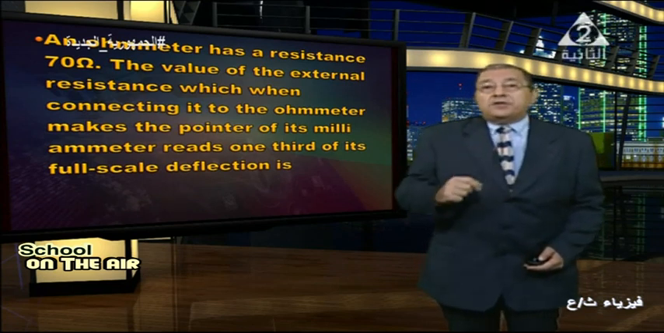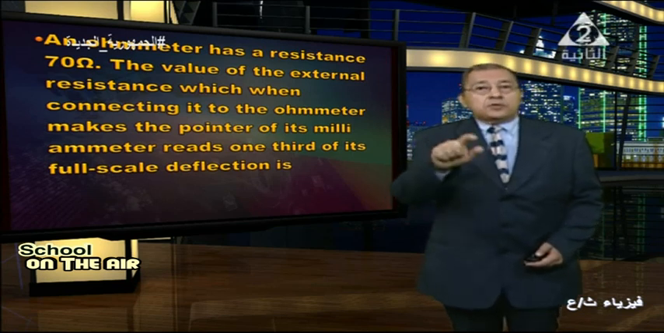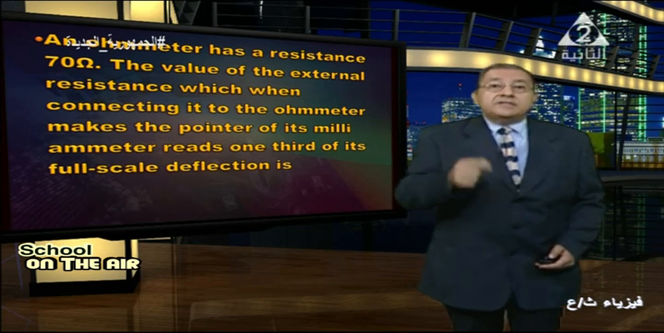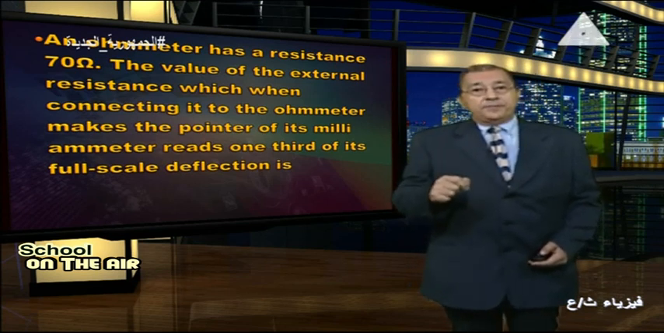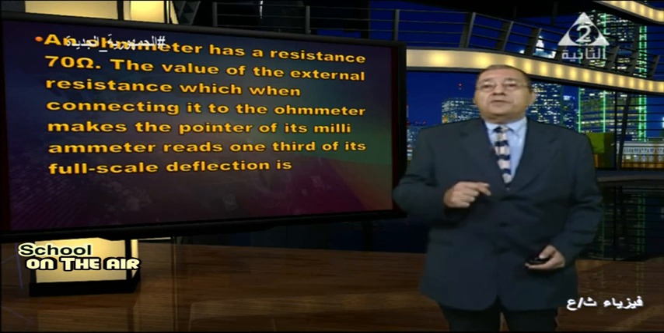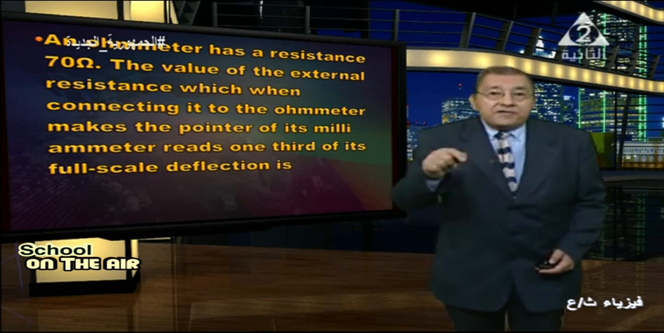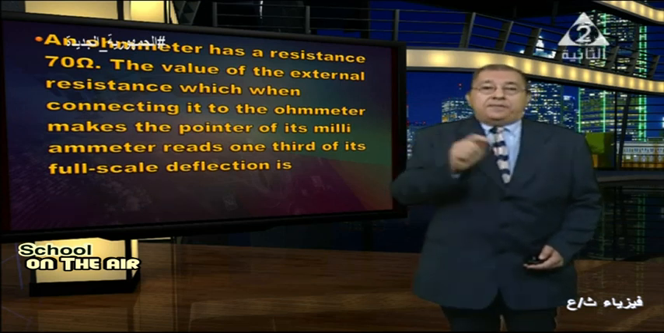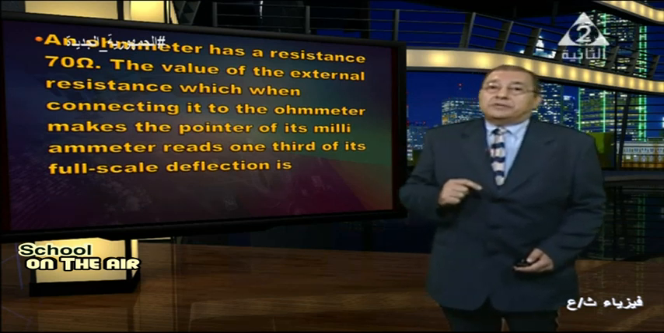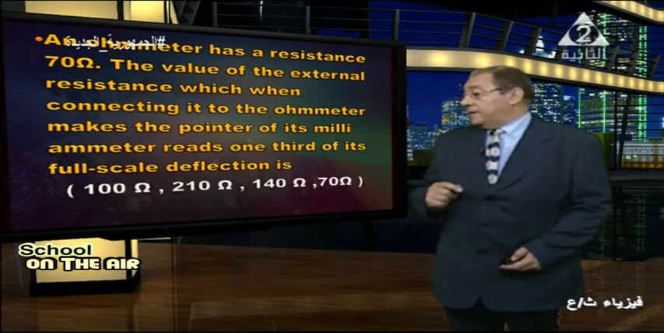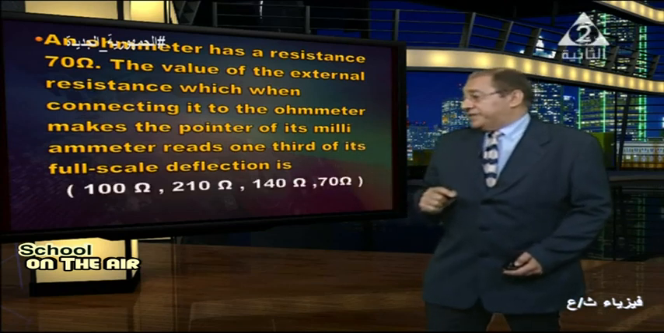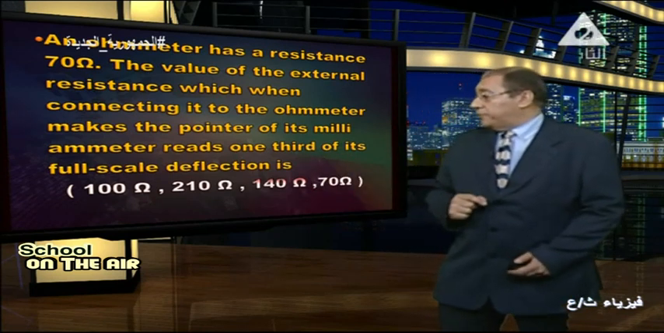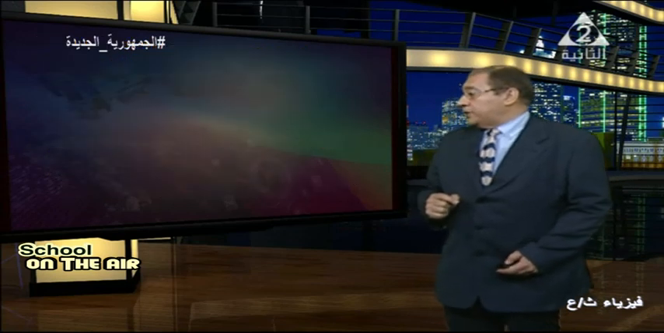Why twice the value of the ohmmeter? Such that the total resistance of the new device is tripled. In this way, the current is decreased to 1/3 of its initial value. So we have to add a resistance which has a value twice as great as that of the ohmmeter. So what about the choices? It is 100, 210, 140, or 70. Twice 70 is 140. Okay, another choice.